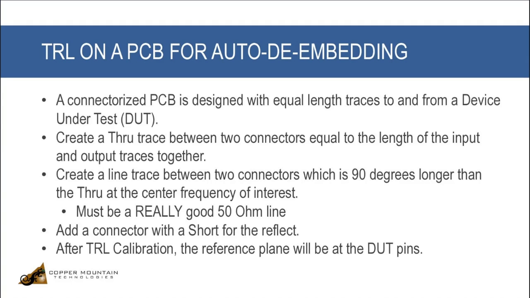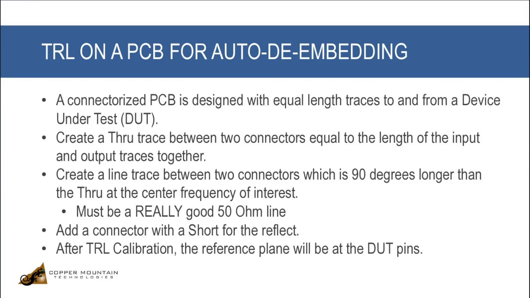A connectorized PC board is designed with equal length traces to and from a device under test. Create a through trace between two other connectors, which is the combined length of those two. And then create a line trace between two connectors, which is 90 degrees longer than that through. And then create your reflect, which can just be a connector with a short. Perform TRL calibration, and when you're finished, the reference plane will be right at the dot because it's right at the middle of your through.